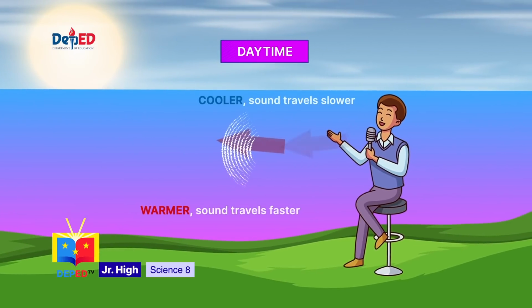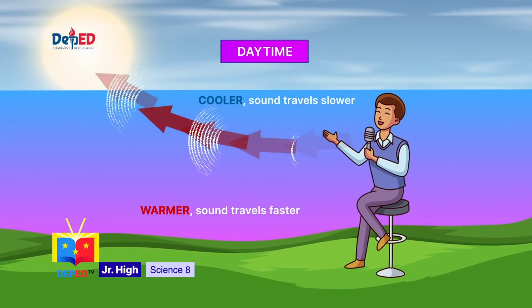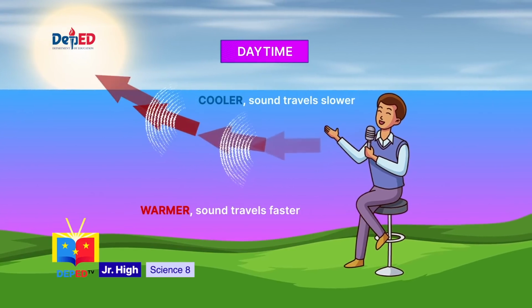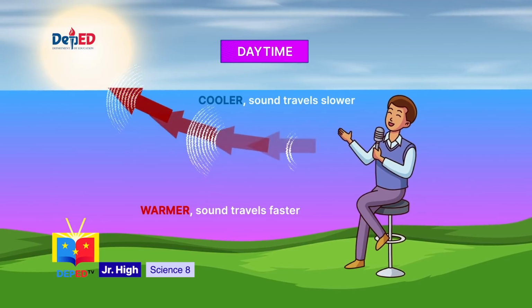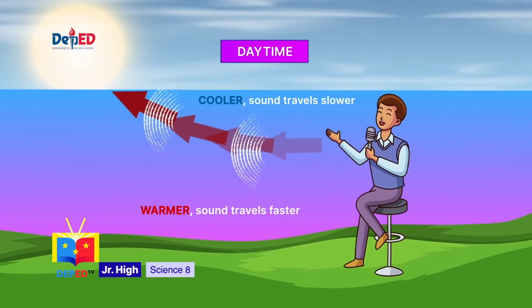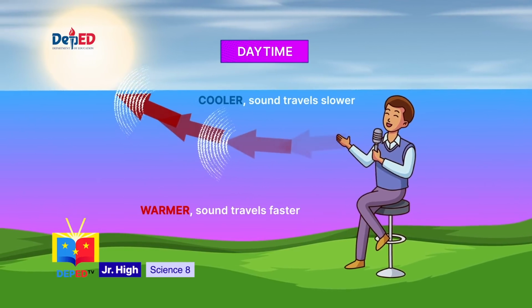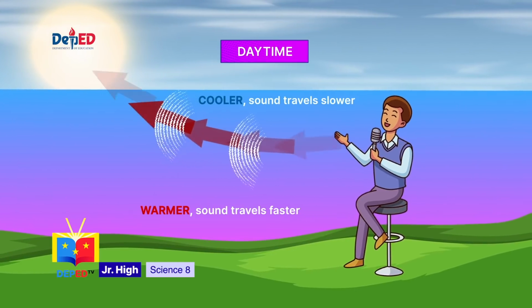A sound wave travels from air of higher temperature to lower temperature. During the daytime, sound travels faster at the Earth's surface since the air molecules are hotter due to the energy absorbed from the Earth's ground. The air molecules at the higher altitude are cooler than those at the Earth's surface, causing sound waves to refract upward.